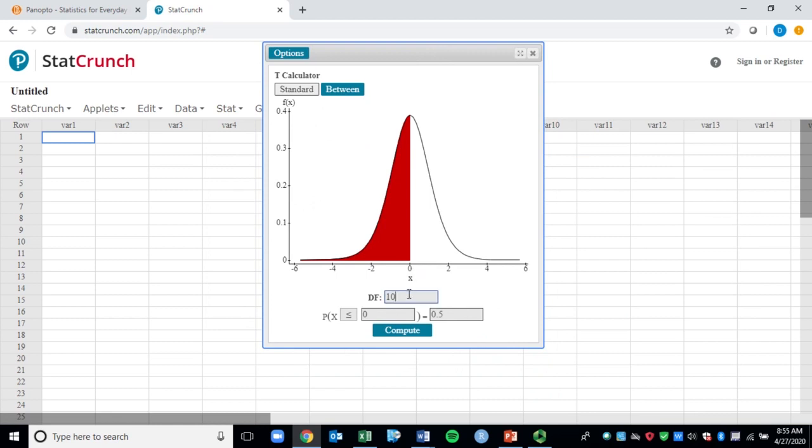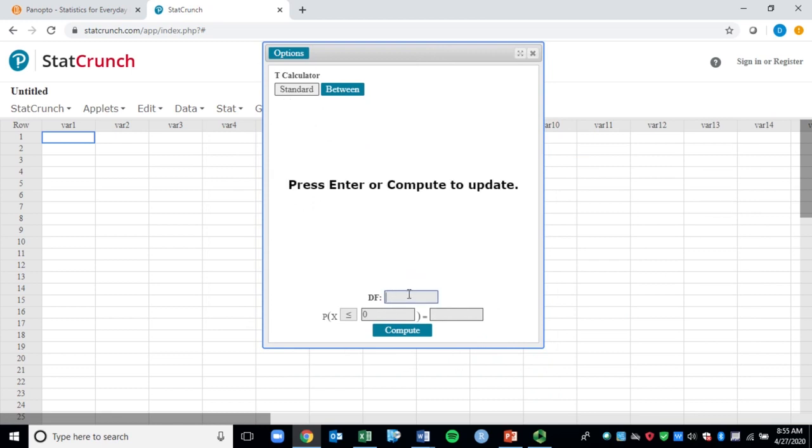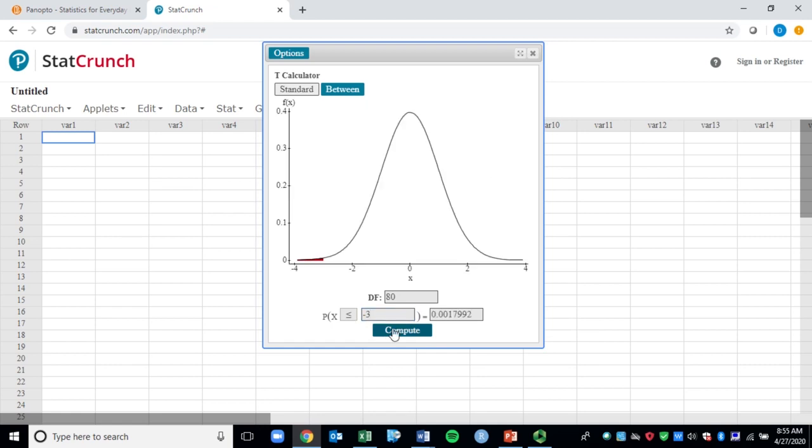All right. It defaults to 10 degrees of freedom. We'll put in 80. Since it's a left-tailed test, we'll put a less than sign there, and this is where our test statistic goes, right in here. So we've got 80 degrees of freedom, and we'll put in a negative 3, less than, compute. This is our p-value right here. So it looks like our p-value is 0.0018.